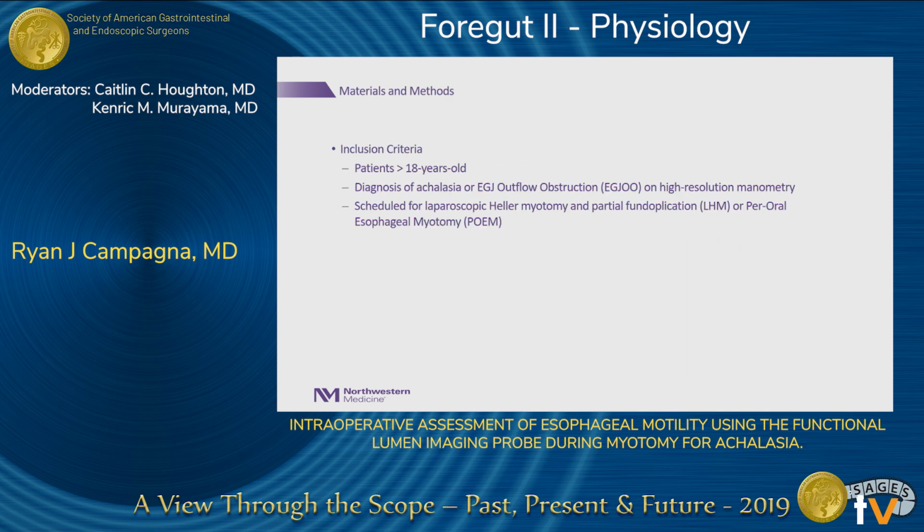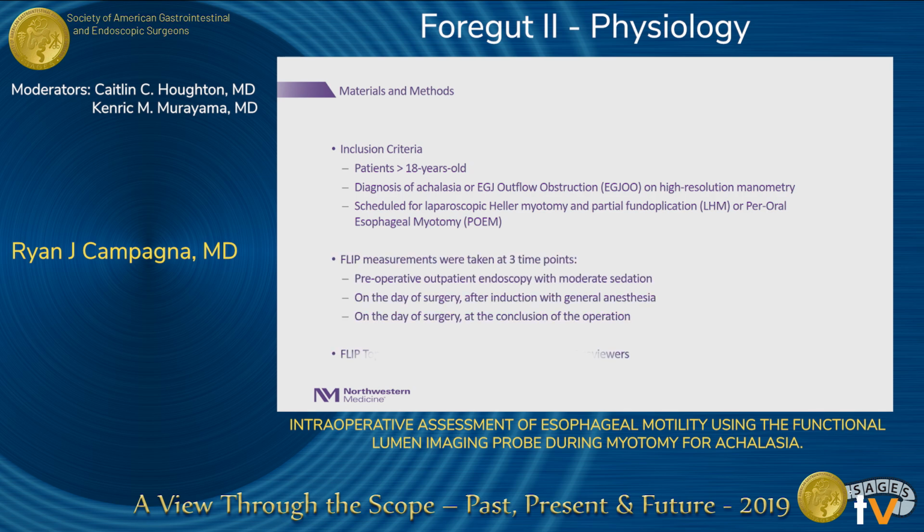So we included patients who were diagnosed with achalasia and those with EGJ outflow obstruction, and they were either scheduled for laparoscopic Heller myotomy or peroral esophageal myotomy. And we took FLIP measurements at 3 time points. Everything was with a 16 millimeter catheter, and we used a set distension protocol. We took them at preoperative outpatient endoscopy with moderate sedation, on the day of surgery right after the induction of general anesthesia, and at the conclusion of the operation. And the resultant FLIP topograms were reviewed by 2 independent reviewers.